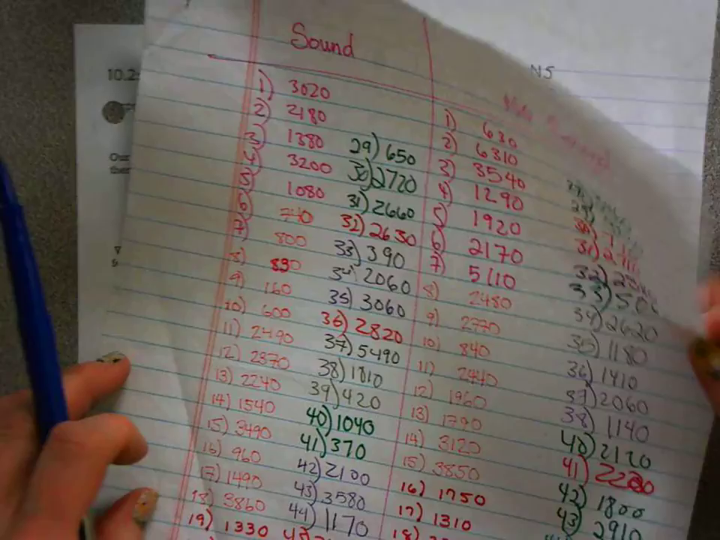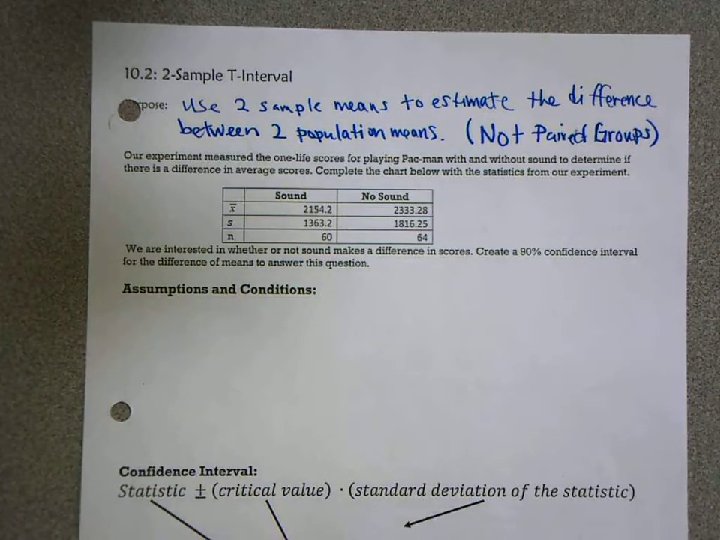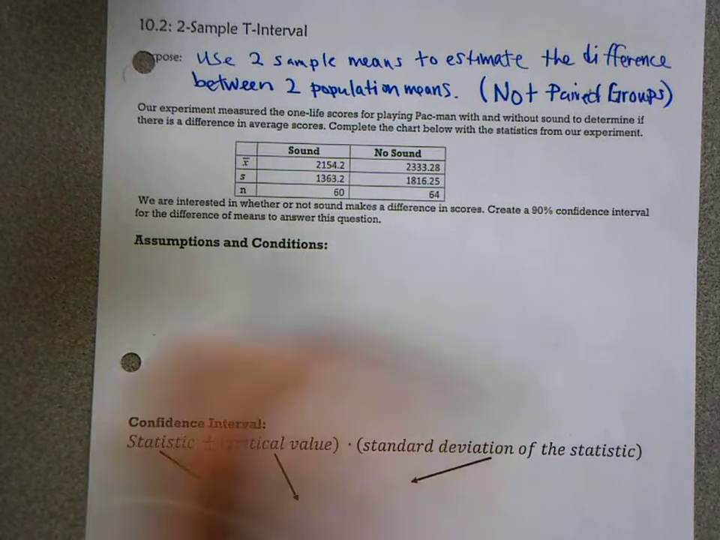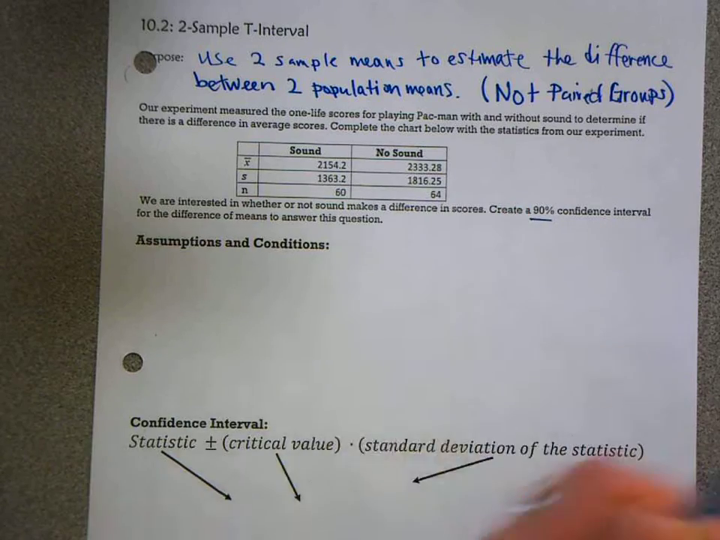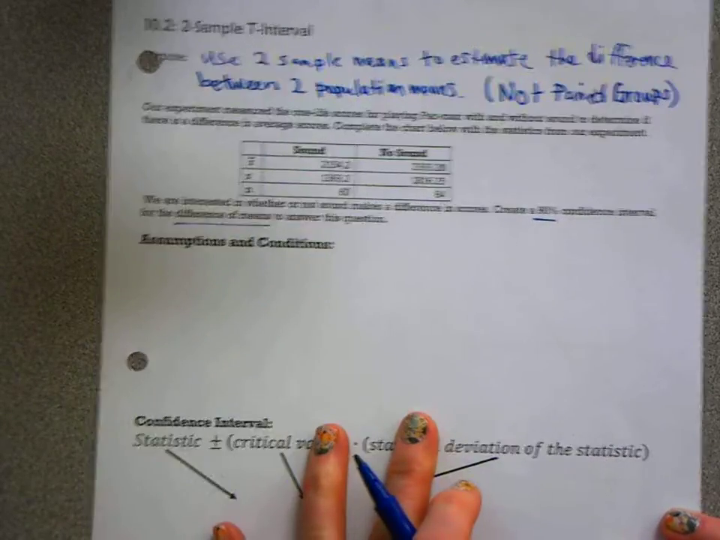So what we're trying to see is how many points on average you would expect to be the difference between the 2 of them. We're going to do a 90% confidence interval to estimate the difference in the mean scores to see how much bigger the difference is.